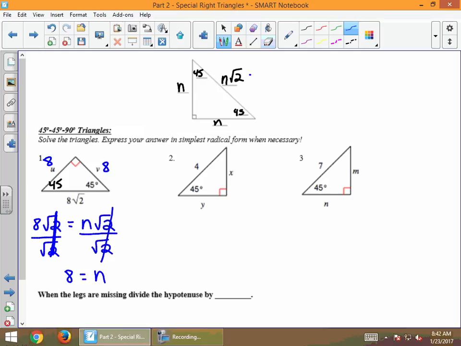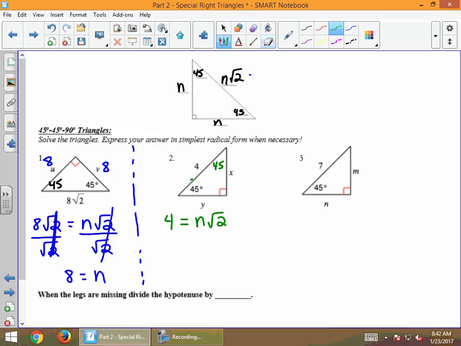Same thing with number 2. And number 2, we weren't given our legs in this 45, 45, 90 right triangle. We were given our hypotenuse. So you're going to take your hypotenuse, which is 4, and set it equal to the hypotenuse in your diagram, which is n radical 2. And then you solve for n.